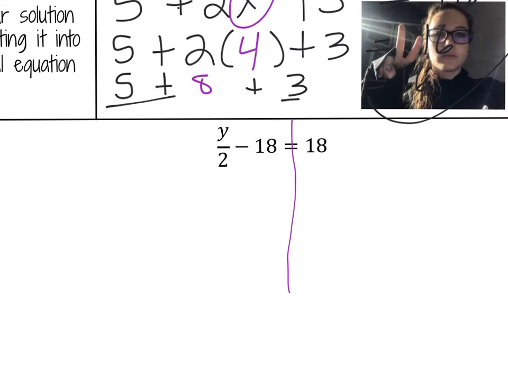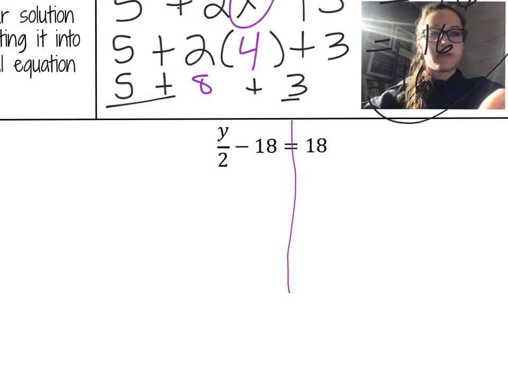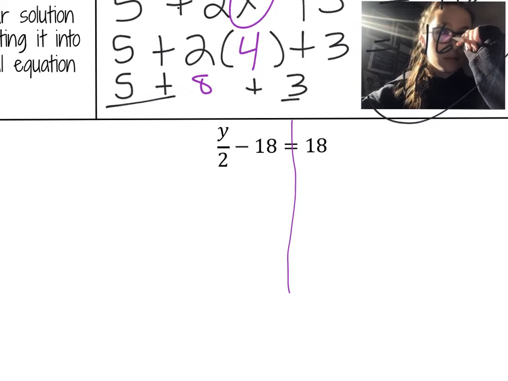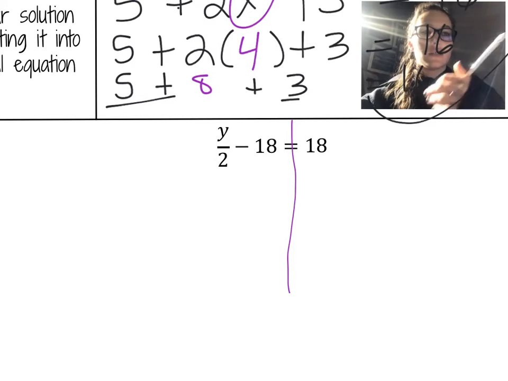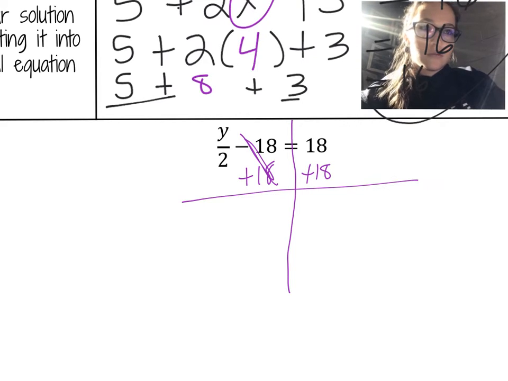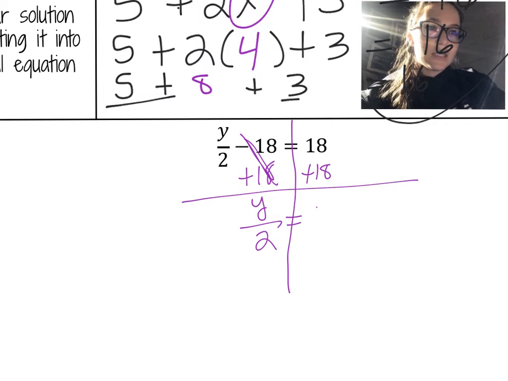So then step 2, I need to get rid of anything that is not directly attached to my variable, which is this minus 18 right here. And I get rid of it by undoing it or doing the opposite. So instead of subtracting 18, I'm going to add 18. So negative 18 plus 18 is 0, so that gets rid of it. This, I still have y divided by 2. 18 plus 18 is 36.